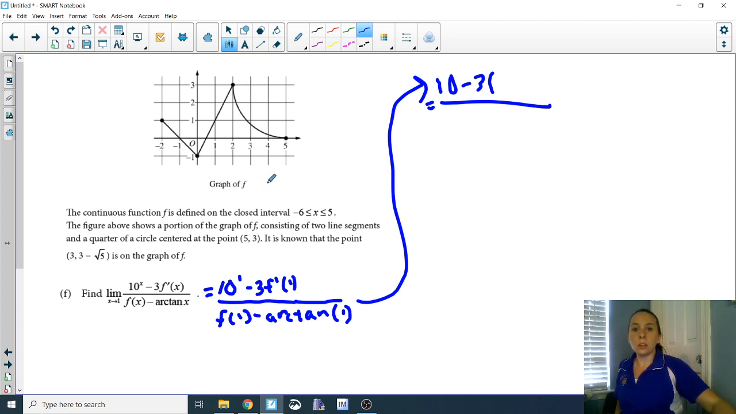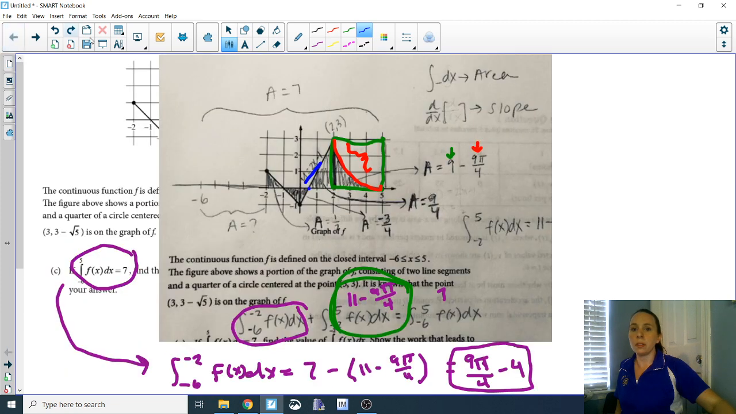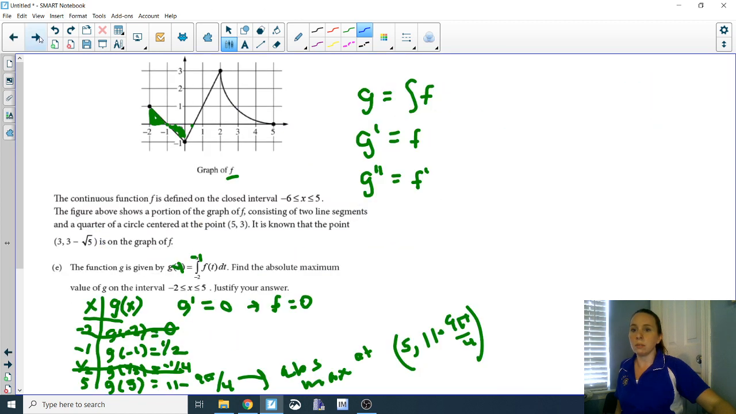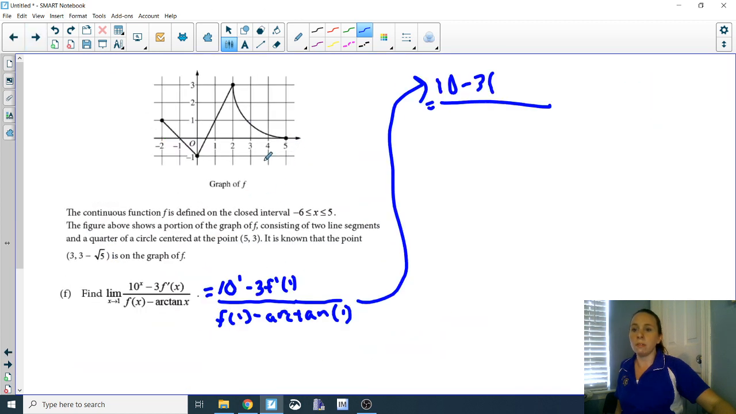F prime is slope, right? Don't forget the thing that I wrote at the start. If you're looking at a derivative of something, it is the slope of that something. So if we're looking at the derivative of f, we're looking at the slope. The slope of this line everywhere is up 2 over 1, up 2 over 1. So that's a 2.